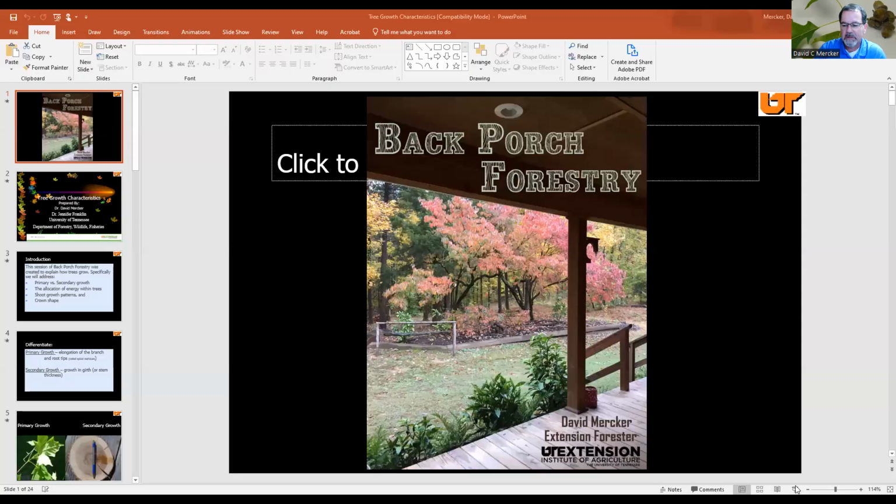The dog days of summer set in, and so I've moved this presentation inside. Typically, these presentations deal a lot with forestry and timber production, but periodically I like to take a break from that and just talk about trees in general, and that's what we're going to do today. We're going to be addressing the topic of tree growth characteristics. So let me share the presentation as we get started.